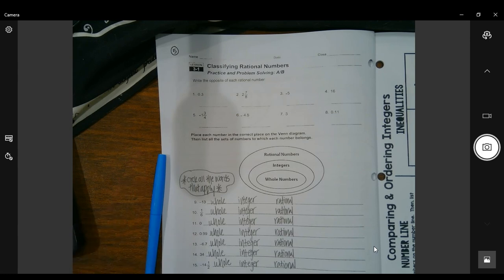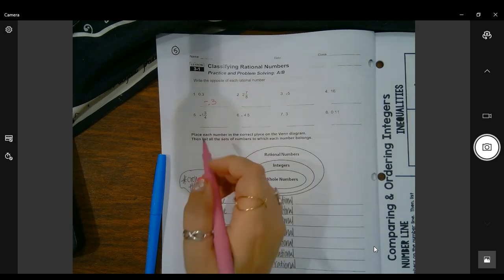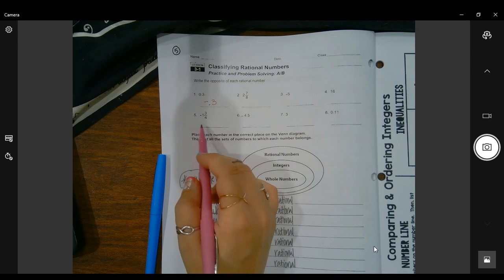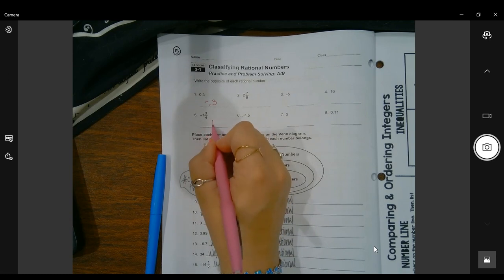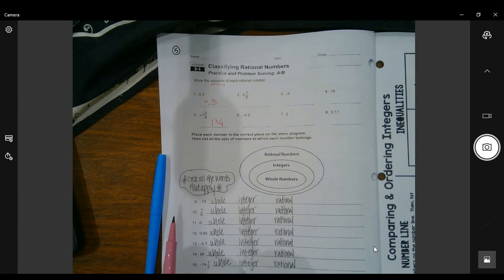So what do you think is the opposite of 0.3? Hopefully you said negative 0.3. And then let's also take a look at number 5. What do you think is the opposite of negative 1 and 3/4? That's right, it's positive 1 and 3/4. Again, when you're asked to do the opposite, all you do is change the sign.